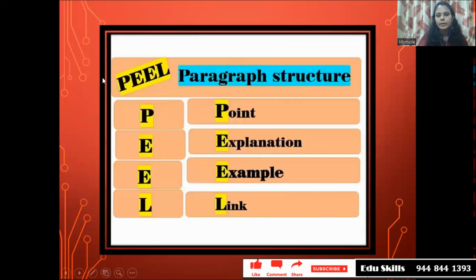So we can use this PEEL method to understand the paragraph. P is for point. Point means main idea or topic sentence. Then explanation: they are giving the explanation or supporting sentence. Through the supporting sentence, they are explaining the main idea. Then they are providing some examples. This is called the PEEL method. It will be very beneficial for understanding the paragraph.